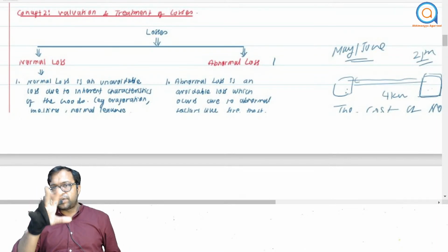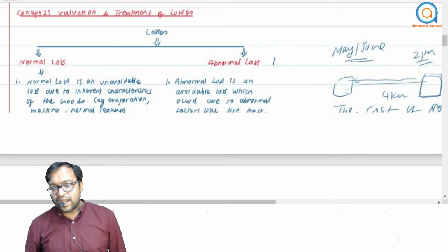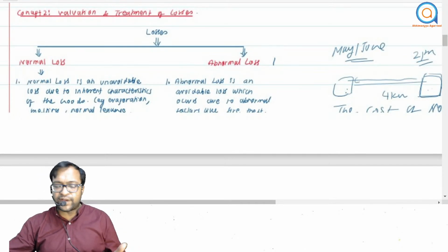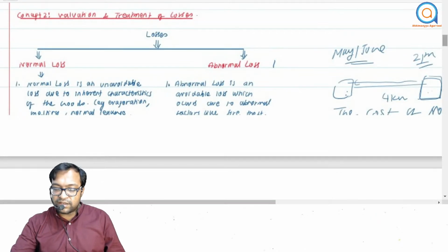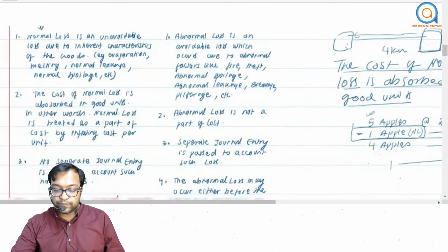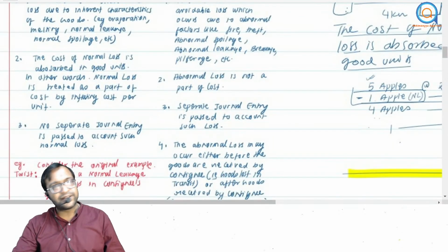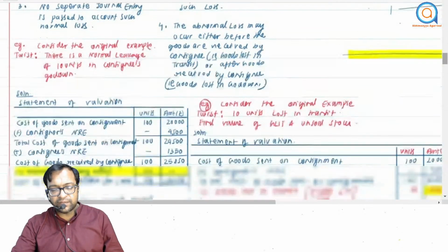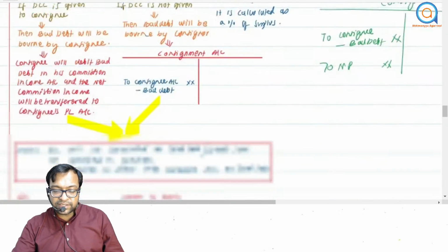Abnormal loss is not treated as a part of cost. Abnormal loss is avoidable in nature. It happens due to abnormal factors like fire, theft, etc. Abnormal loss is recorded in the books of accounts. Correct? Now next is the valuation statement, sir.